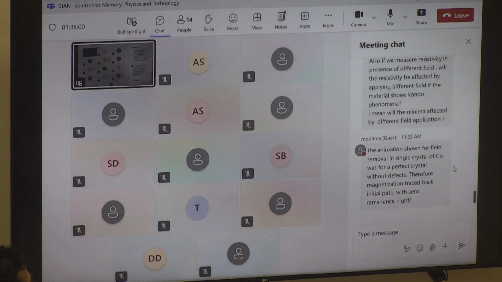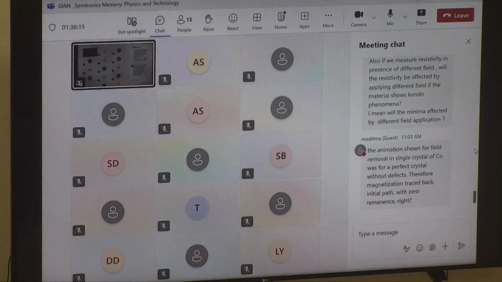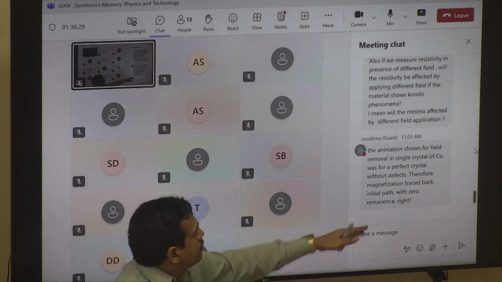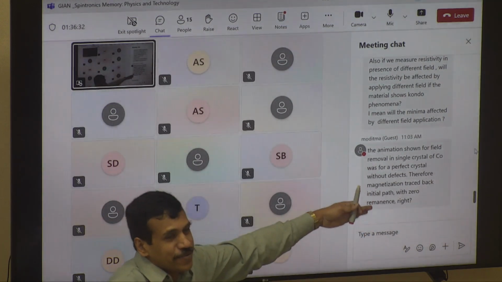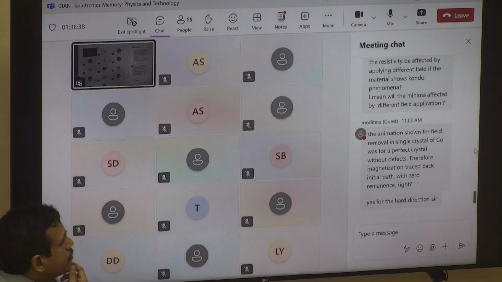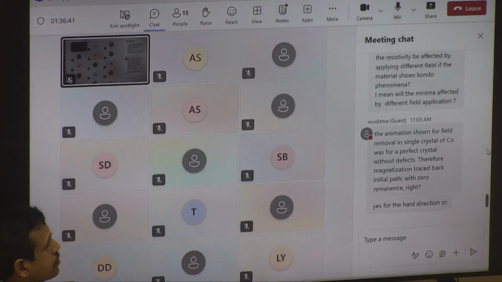The last question: the animation shows the field removal in the single crystal of cobalt was for a perfect crystal without defects. Therefore, the magnetization traced back the initial path with zero remanence, right? Animation shown for field reversal in single crystal, in the hard direction, yes, the remanence will be 0. I think this question is referring to the video I showed for the hard direction. That is anyway an animation, so I am just explaining what is happening at the cobalt unit cell level. So, yes, you are right.